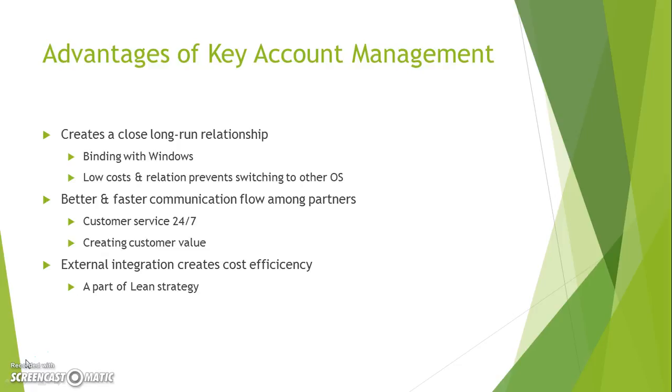Implementing key account management creates a better and faster communication flow among the partners. As mentioned, they are providing 24/7 customer service that actually gains on the customer value proposition and, of course, that gains on the brand image totality of the company. They also implement external integration that creates cost efficiency. I know logistics is not a part of the organizational matter here, but it is somehow relevant to the lean strategy where they actually remove the wasteful steps in order to create efficiency.